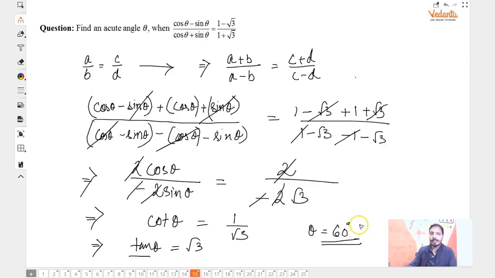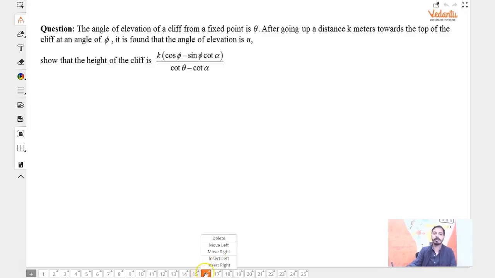So these types of questions, with the help of componendo and dividendo, become very, very simple. I hope this information was useful to you. Now let me go to the next question. This question is from heights and distances, an application of trigonometry. Now try to solve this question.